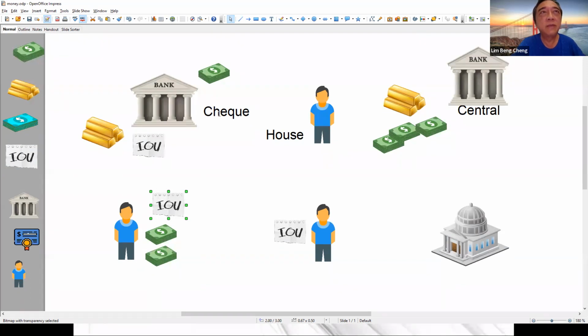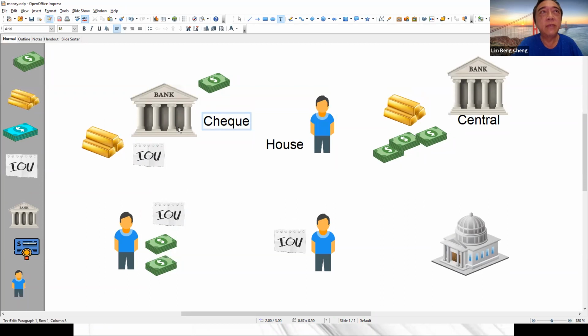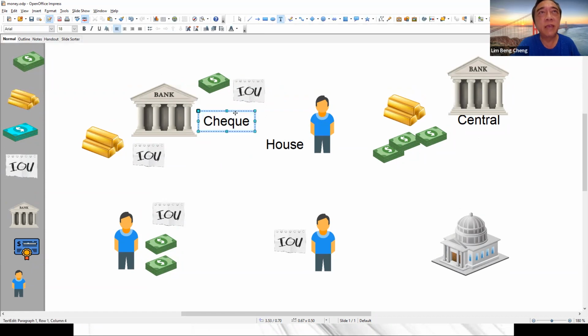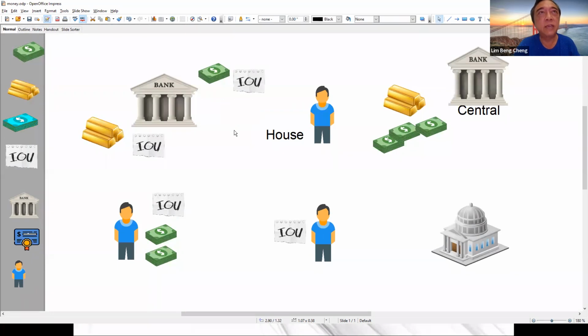Before he issues the check to him, this fella has to take a loan from the bank. So this person has an IOU with the bank. So now the bank can clear this check. So now this person owes the bank an IOU, and the bank owes this person a check IOU.